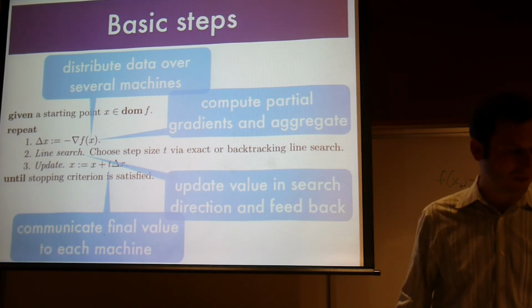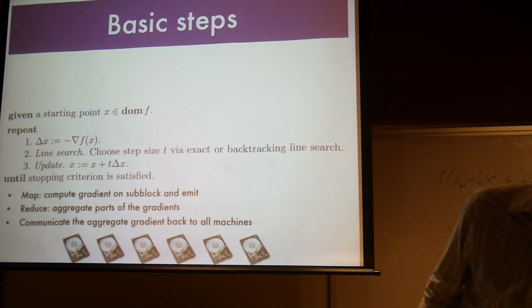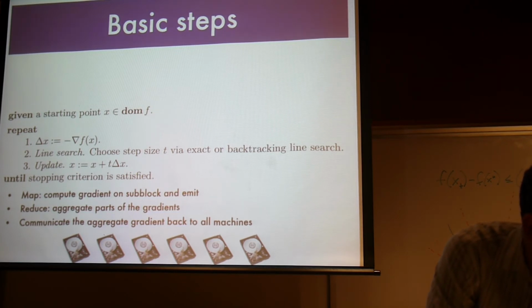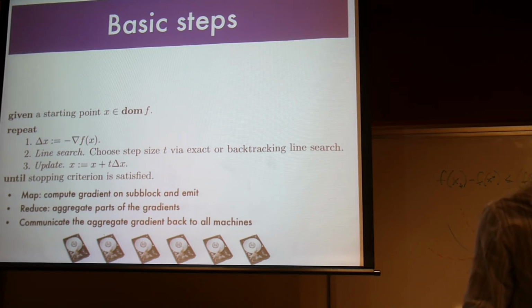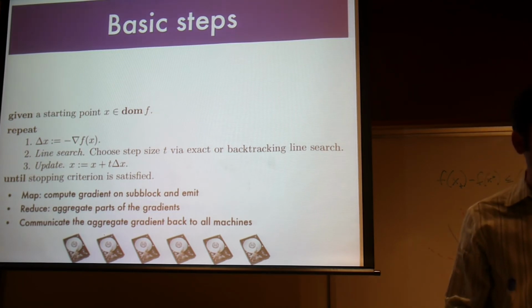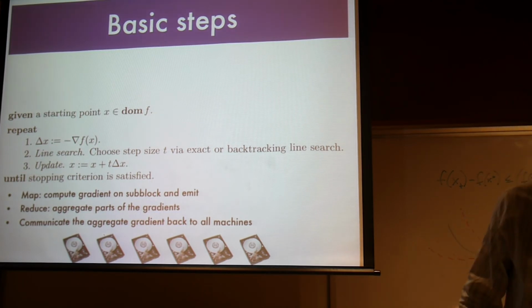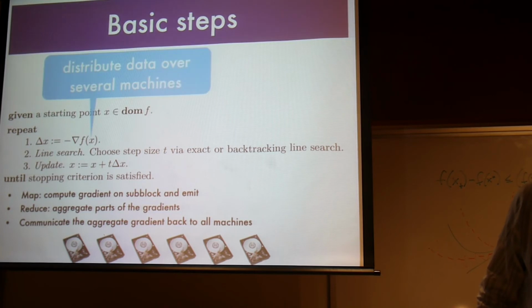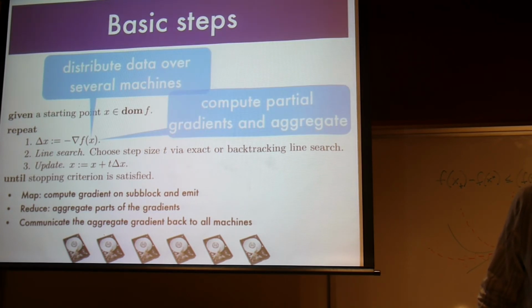So let's have a look at what that means in practice. Here are our machines. In map, I compute the gradient on the subblock and emit it. Reduce just aggregates all the parts of the gradients, as you would expect. And then I communicate those subblocks to all the machines, such that I know my search direction. That's the first part.